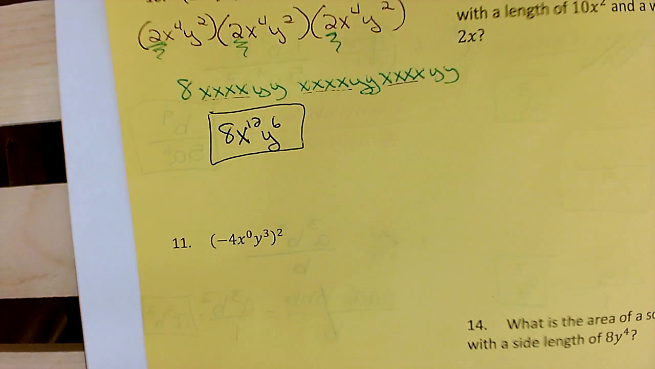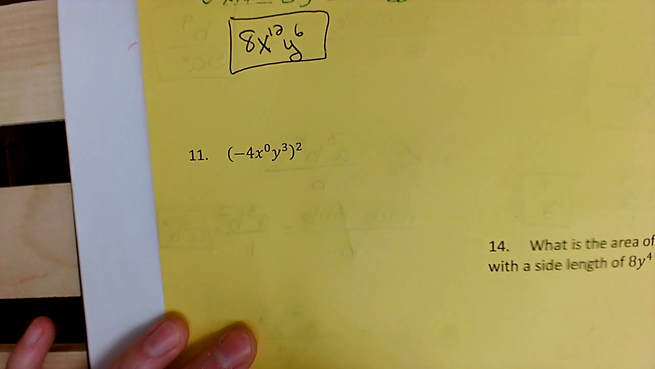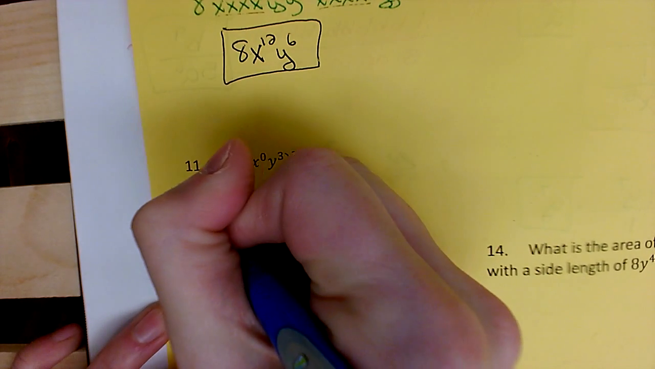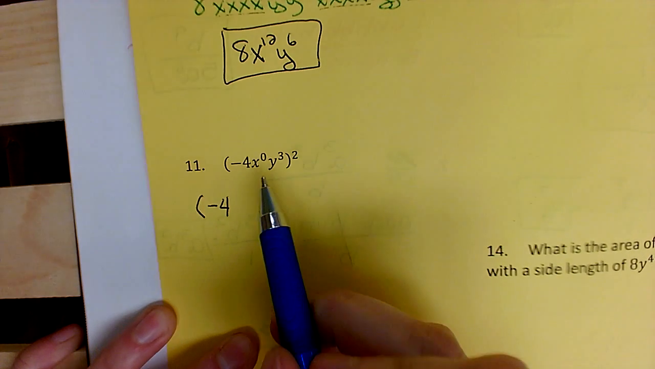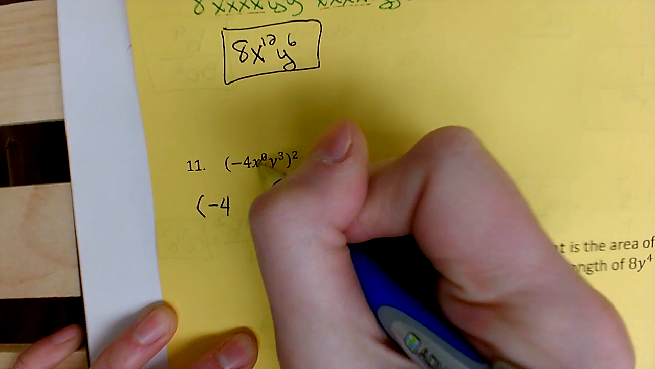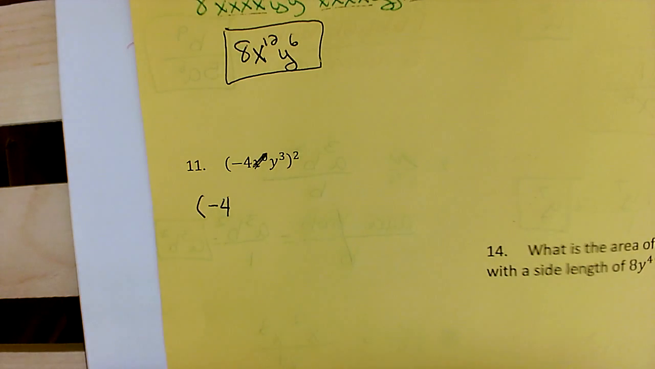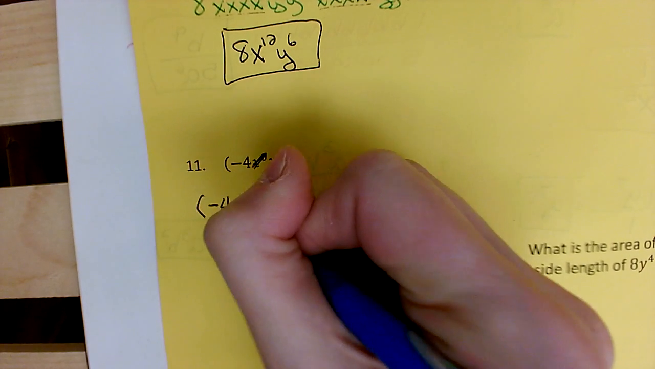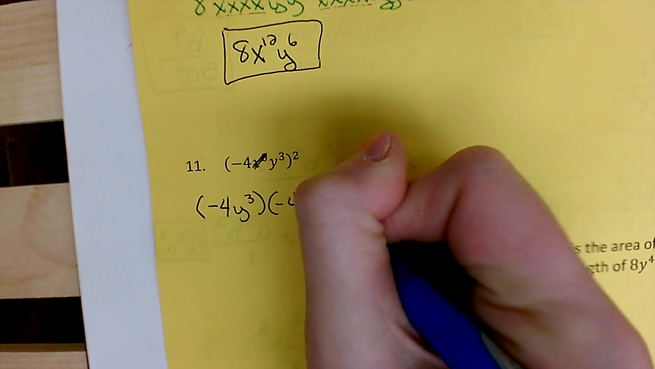It is the same type of problem on number 11, but this time I am dealing with a negative in front, but that's okay. So I've got negative 4. Just going to stop real fast. I have x to the 0 in this problem, so I can mark it out and save myself some extra trouble. So I'm going to go ahead and expand this twice, negative 4y cubed.